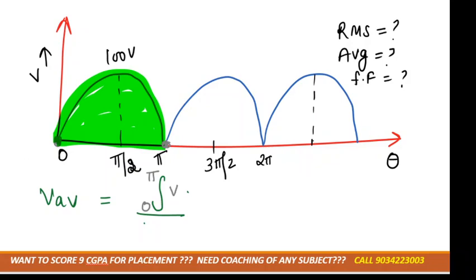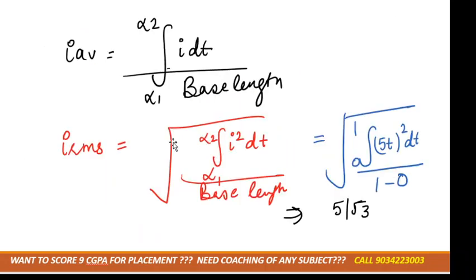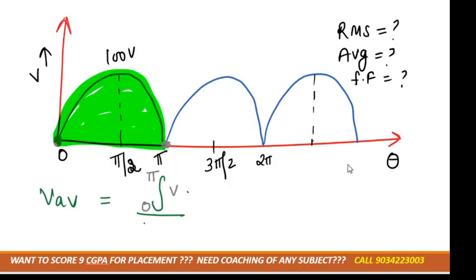Then, what is the exact formula? In that case, we would consider time on the x-axis, but here we have considered the x-axis as theta. So we'll write down V d theta divided by the base length. Base length is how much? That is pi minus 0. Correct? Any doubt up to here?